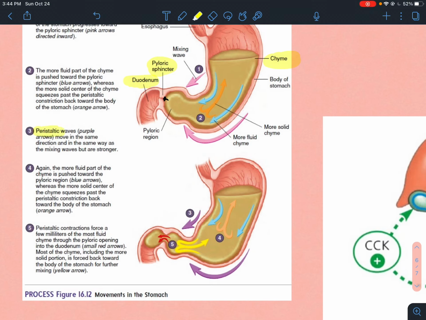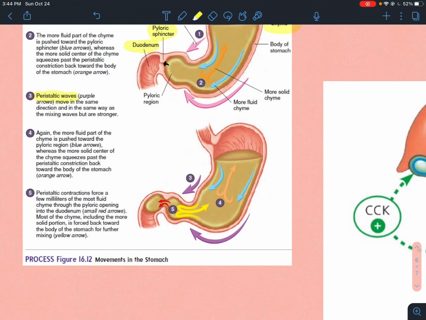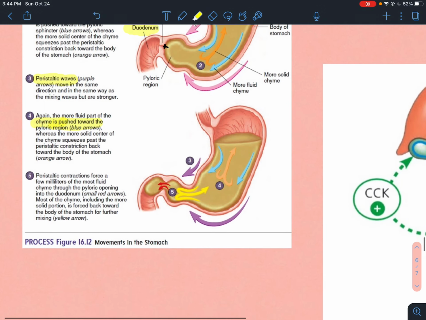We will see peristaltic waves, and these waves will allow a little bit of the chyme to get pushed towards the pyloric region, and some of these peristaltic contractions will force a few millimeters of the fluid chyme through the pyloric opening into the duodenum, as is being shown right here.